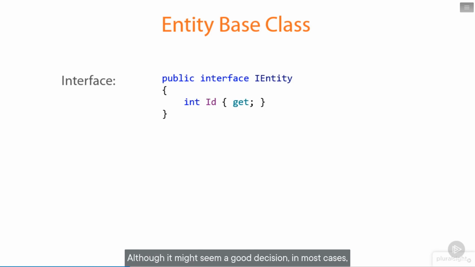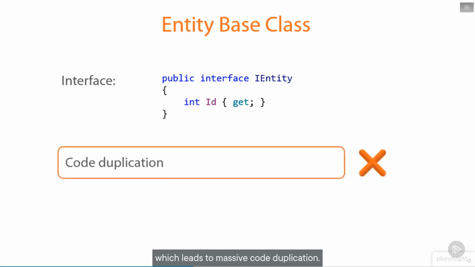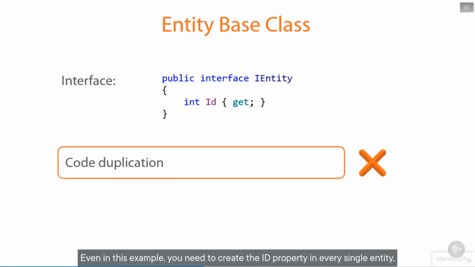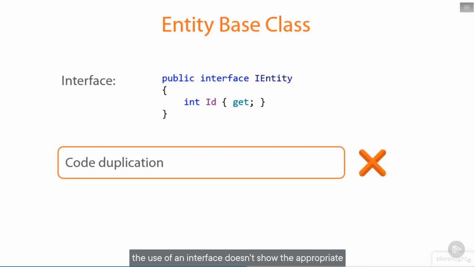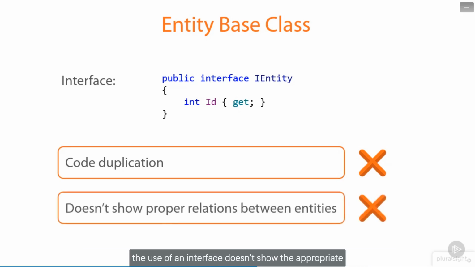Although it might seem a good decision, in most cases having an interface as a base entity is a bad idea. First of all, interfaces don't allow you to gather any logic in them. You need to implement this logic yourself, which leads to a massive code duplication. Even in this example, you need to create the ID property in every single entity, which is a heavy violation of the don't repeat yourself principle. Secondly, the use of an interface doesn't show the appropriate relationship between domain entities.